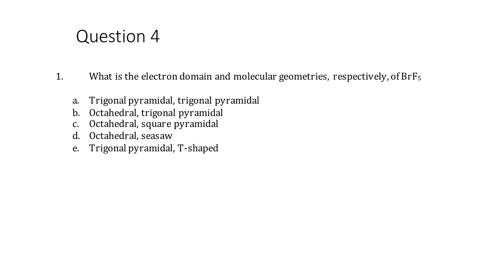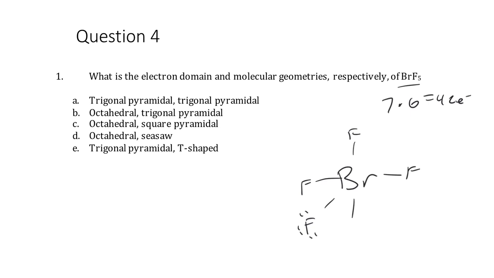All right, what's the electron domain geometry and molecular geometry name for BrF5? So that's 7 times 6, 42 electrons. So bromine, 5 fluorines. I'm just going to sketch one of them because all the other fluorines look the same in terms of the electron pairs. And so that's 40 electrons because that's 8 around each of the 5 fluorines. That leaves 2 electrons left over to be placed onto bromine.